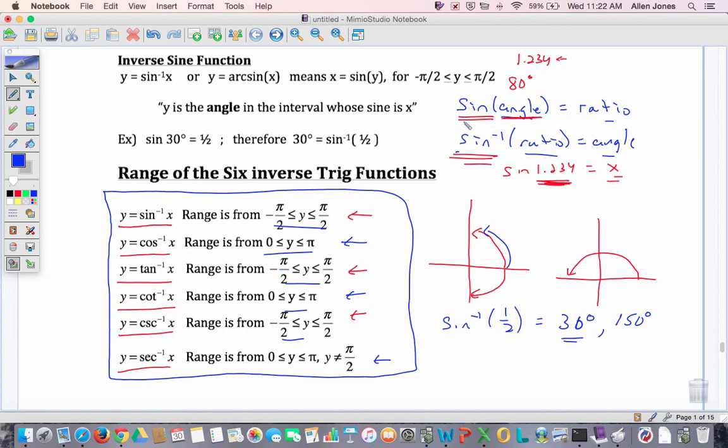But we will have to recognize as we go back through here, number one, whether we're looking for a ratio or an angle, but also whether we're looking for an angle in radian mode or degree mode, or whether we're given an angle in radian mode or degree mode. That affects what we put our calculator in.